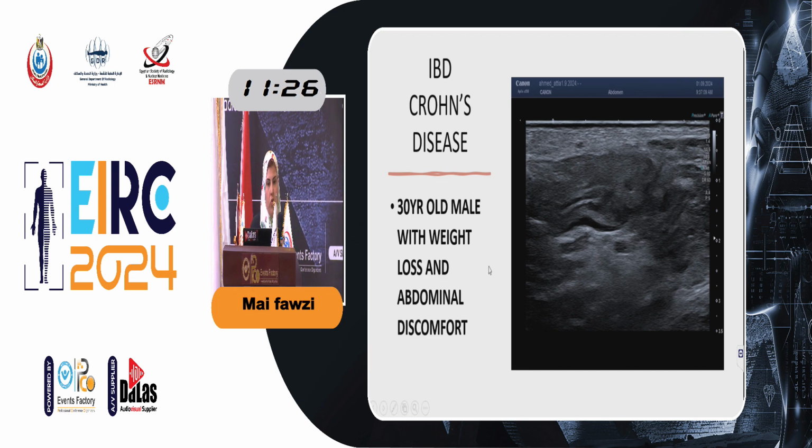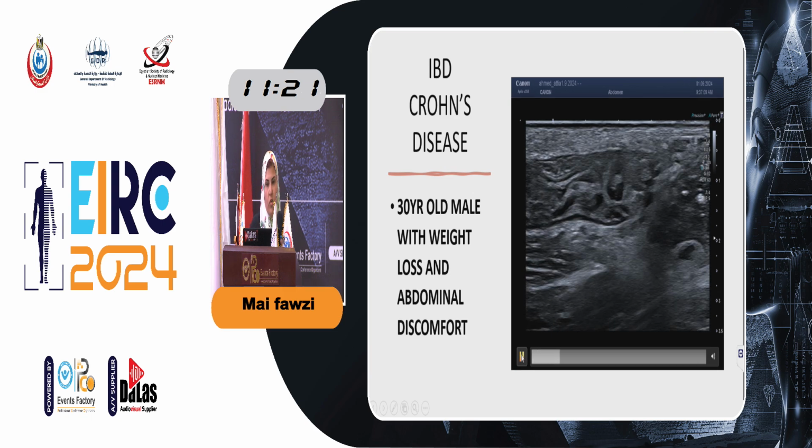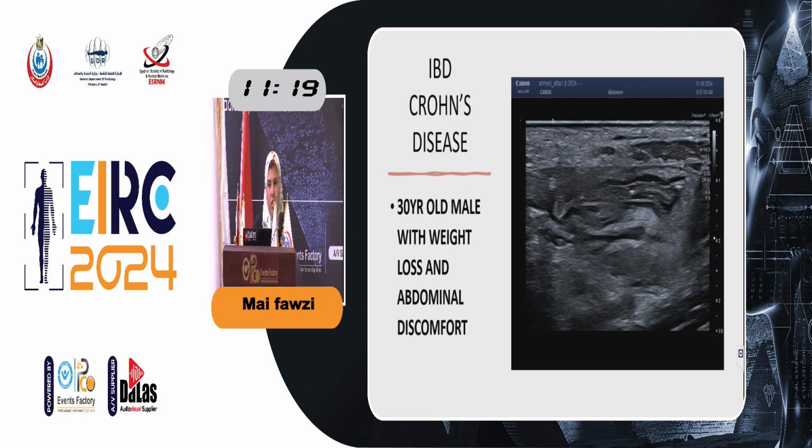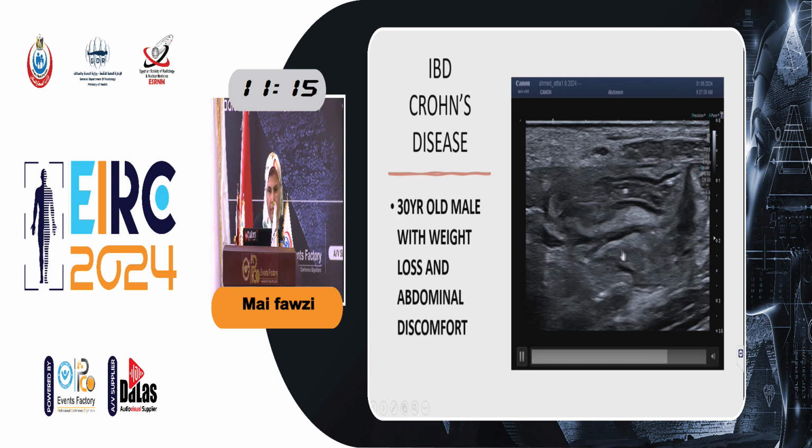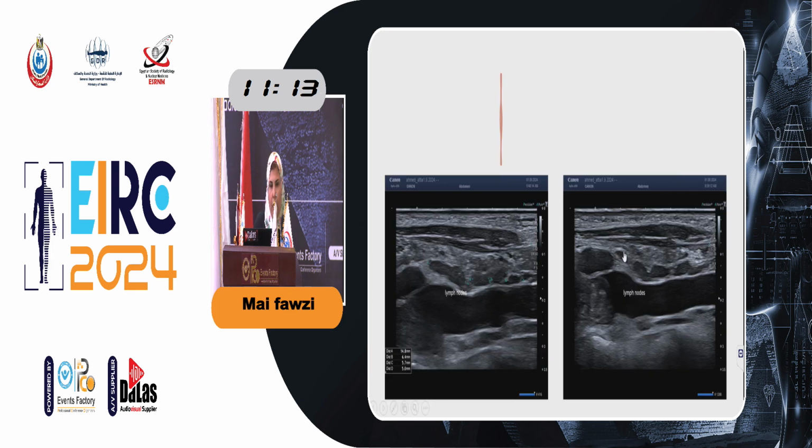This is a 30-year-old male with weight loss and abdominal discomfort. And as you can see, markedly thickened terminal ileum with creeping fat surrounding the entire ileum. These are the lymph nodes of this patient: no sinus, irregular in shape, and enlarged in size. I should consider a lymph node enlarged if it's more than 4 millimeters.